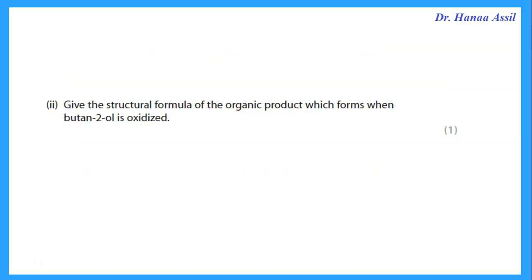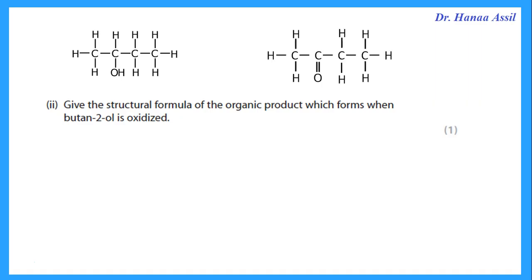Give the structural formula of the organic product which forms when butan-2-ol is oxidized. This is butan-2-ol. We said this would be a secondary alcohol. When it is oxidized, it should form a ketone. Now, the diagram on top, that is the displayed formula of the ketone, but we are told to give the structural formula. Can you see how we write the structural formula? CH3COCH2CH3.